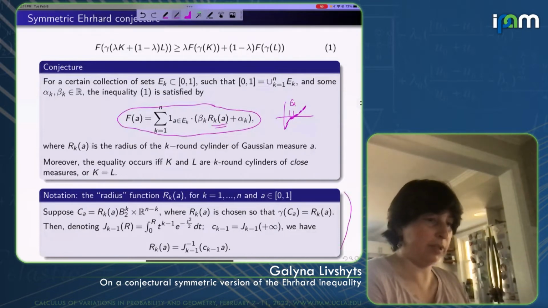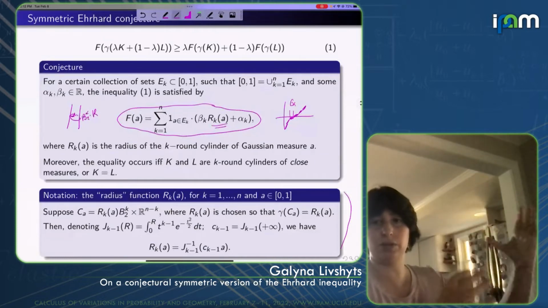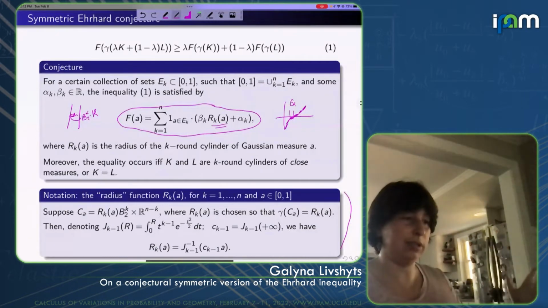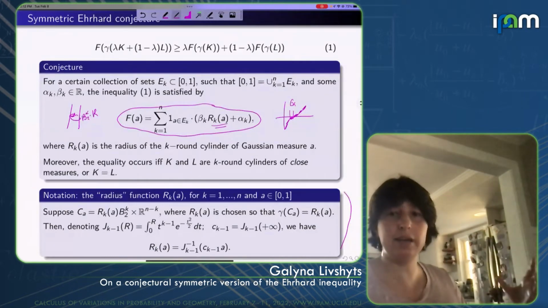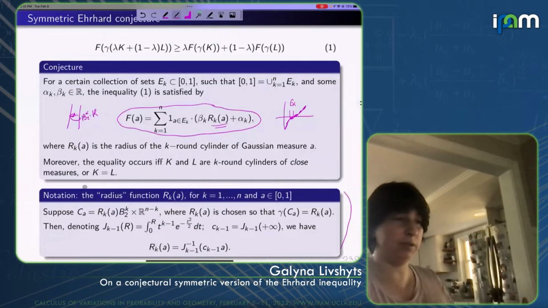Here's a frame where it's written explicitly, but on the picture, if we have a k-round cylinder, I remind you it's a ball B_2^k times r, B_2^k times some space. So it's just the radius of that ball. That's the distance from the origin to the boundary of that k-round cylinder. And r_k(a) corresponds to the k-round cylinder of measure a.